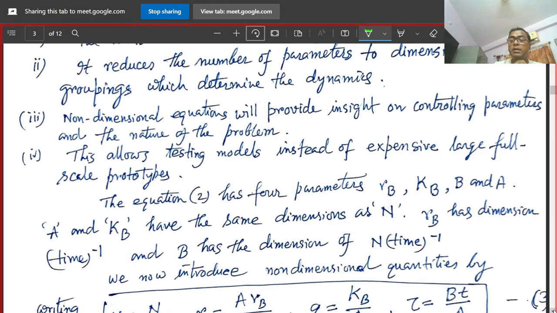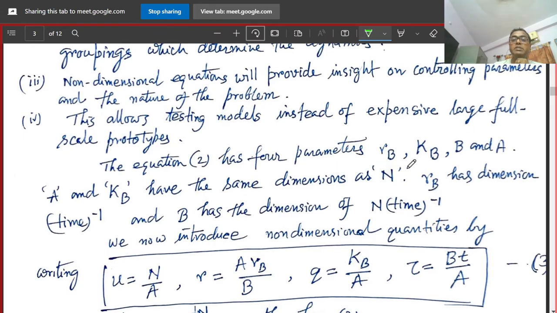So for this normalization, equation 2 has 4 parameters. Notice that we have the 4 parameters RB, KB, B and A. Here A and KB have the same dimension as population density. RB has the dimension of inverse time scale, and B has the dimension of population density into inverse time scale.